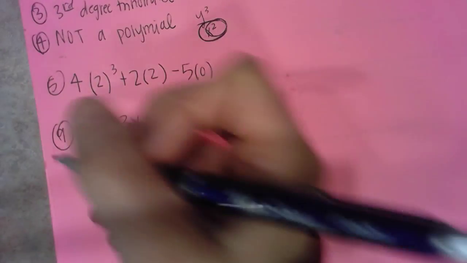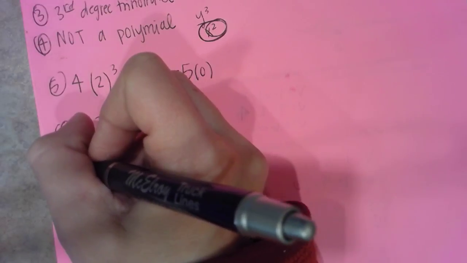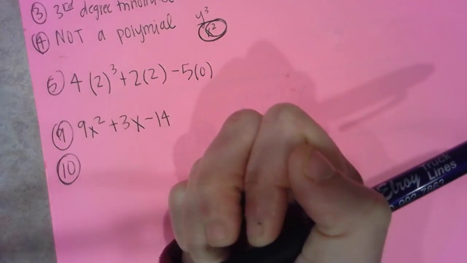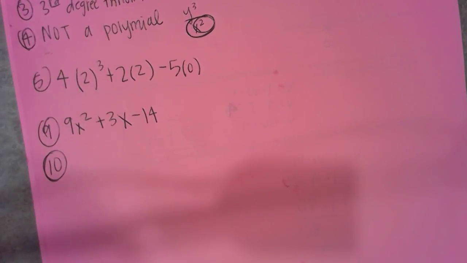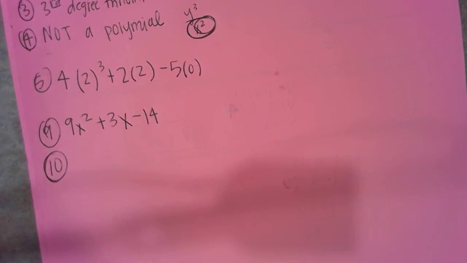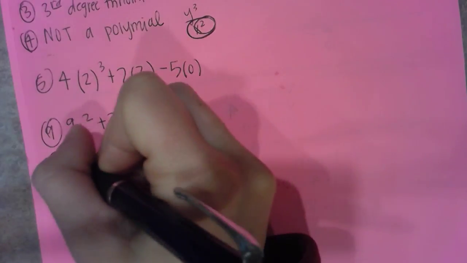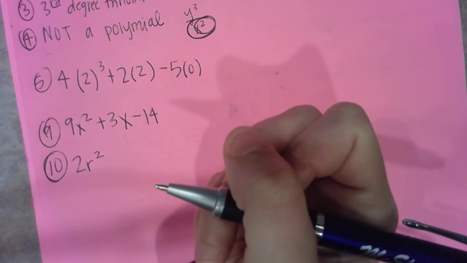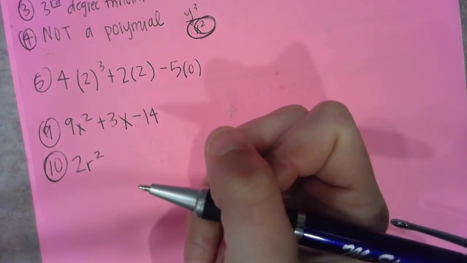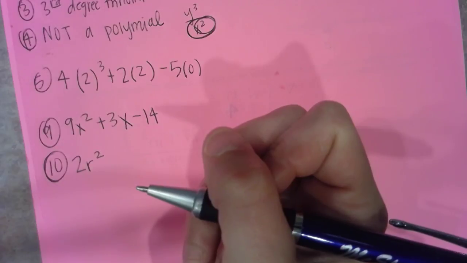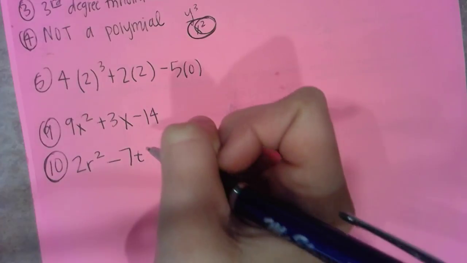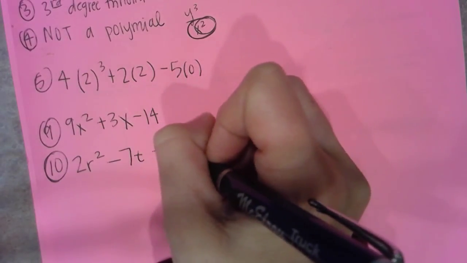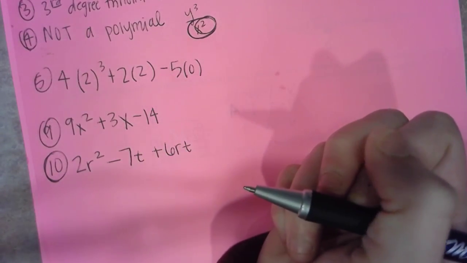Number 10, we're adding again, so I'm just going to combine like terms. Notice you have 2r squared. That's 1r squared plus 1r squared gives you 2r squared. I have a positive 2t and a negative 9t, so that gives me a negative 7t. And then I just bring down that plus 6rt because I have nothing to combine it with.